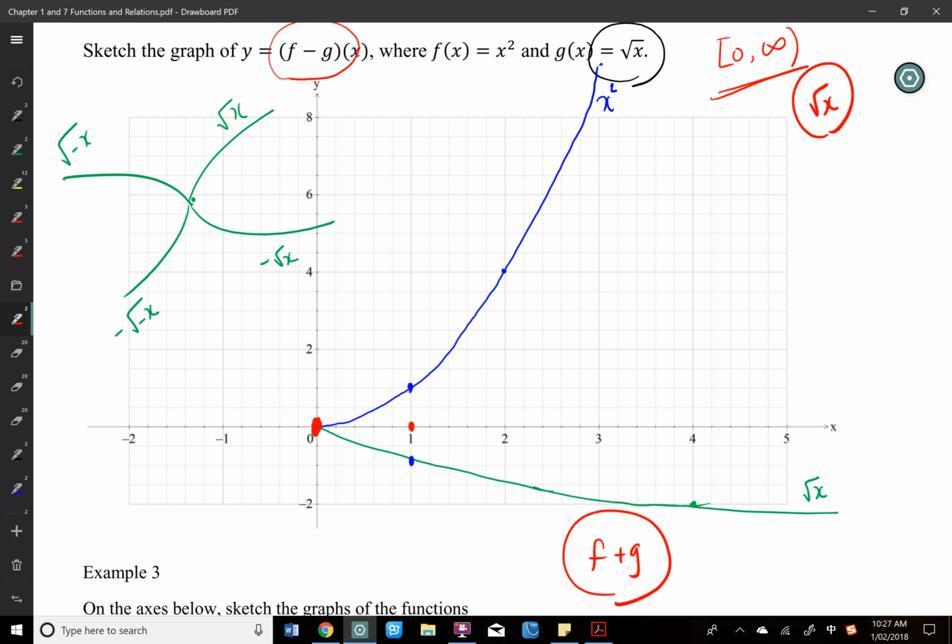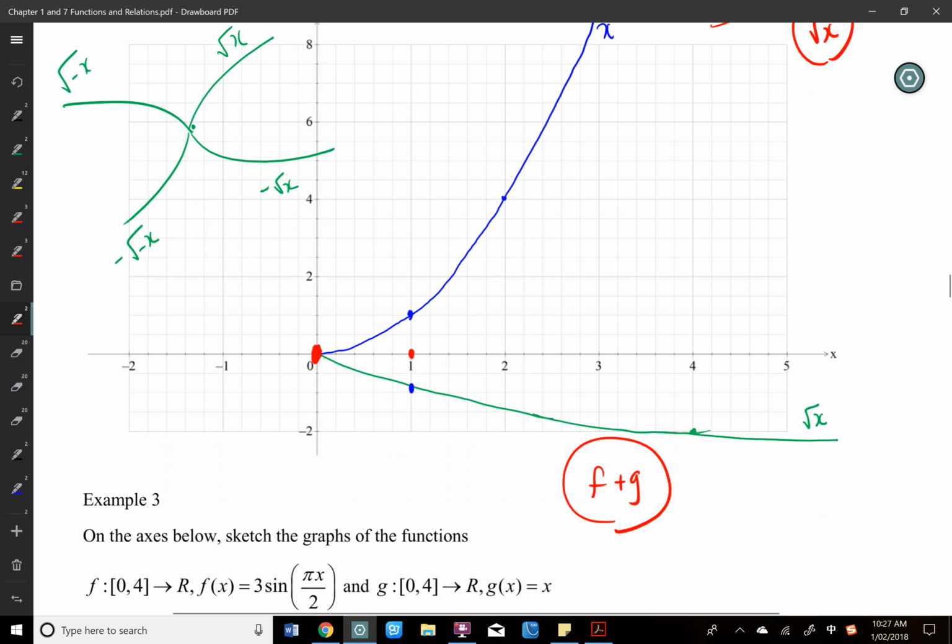As I said, it's hard to explain here, but this is positive. This is negative. Blue is positive. Green is negative. Where will the new graph be? In between those two graphs, right? As I said, one positive, one negative, so it must be in between those two graphs.